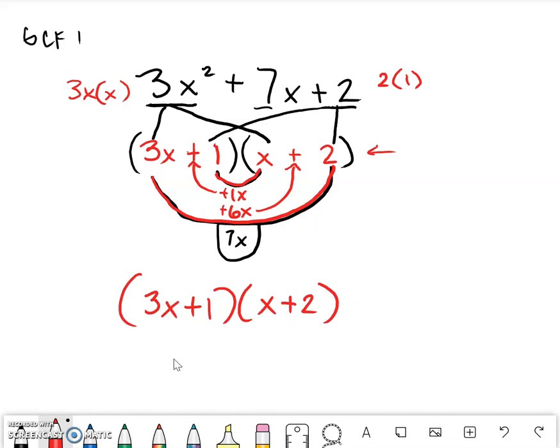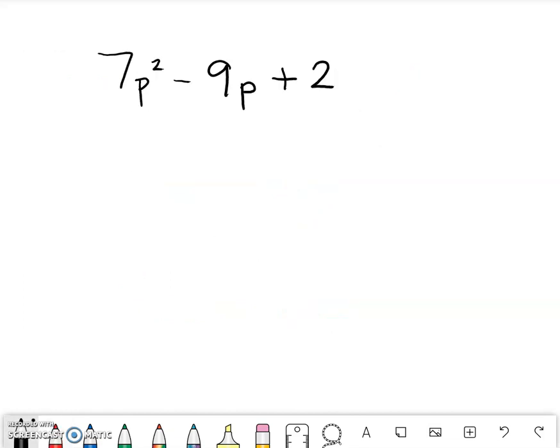Okay, I know you might be like, what? Hold on, hang with me. Let's look at this one. 7p squared minus 9p plus 2. First thing, look if there's a common factor other than 1. So 7, 9, and 2. The biggest number they can be divided by is 1. All right, we're ready to set up our clown.